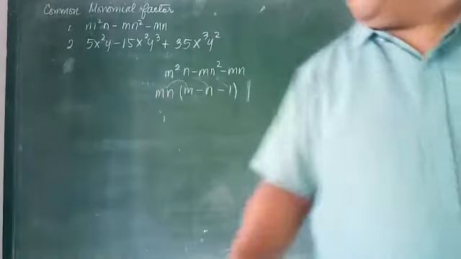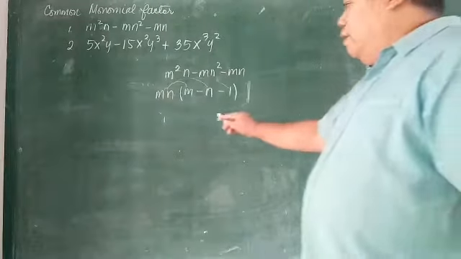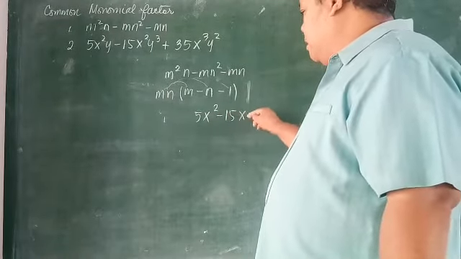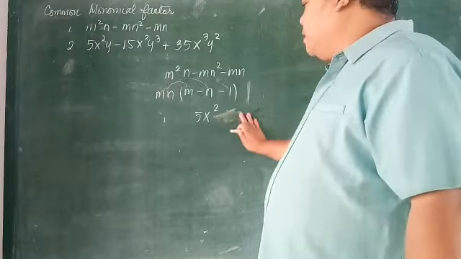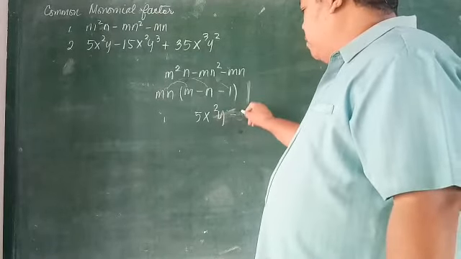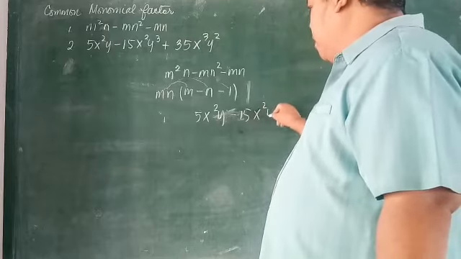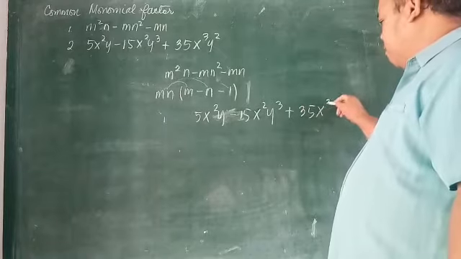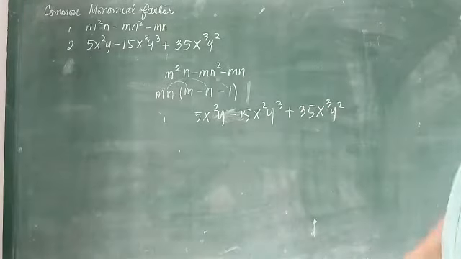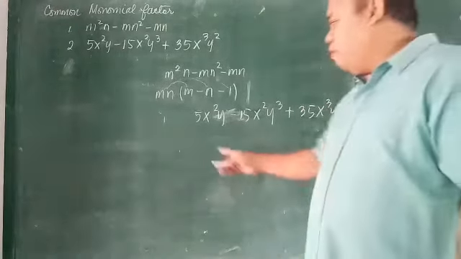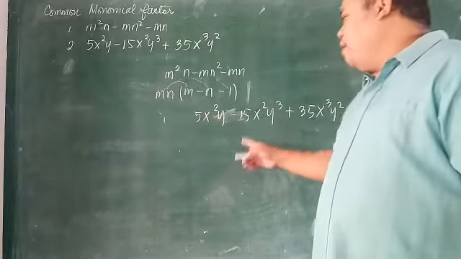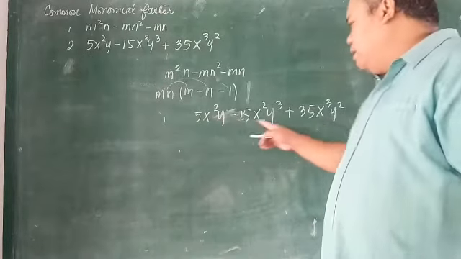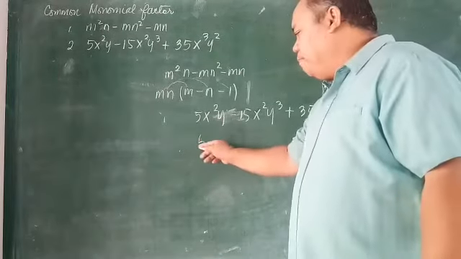Your expression number 2 is 5x squared minus 15x squared y minus 15x squared y cubed plus 35x cubed y squared. Again, as we have done earlier, we're going to look for the common factor of the coefficients. This is 5, 15, and 35. So what will be the common factor, or the LCD, of these? Of course, that's 5.